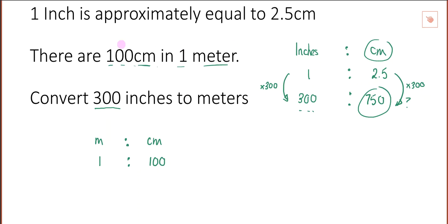I started with 300 inches and I've already converted that into centimeters in this one, yeah? 750, isn't it? 300 inches is 750 centimeters. So I now need to convert 750 centimeters into meters. That's my next stage. So I'm going to write down my meters into centimeters. Okay. And I've got 750, but I want to know how many meters. So what do we do, guys?